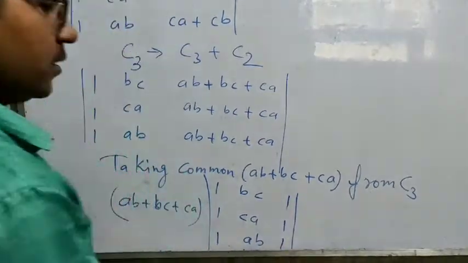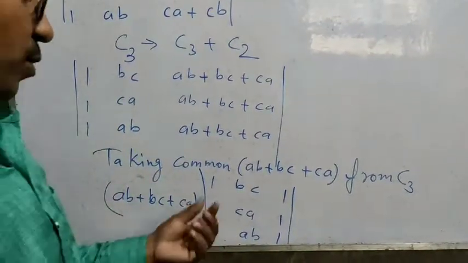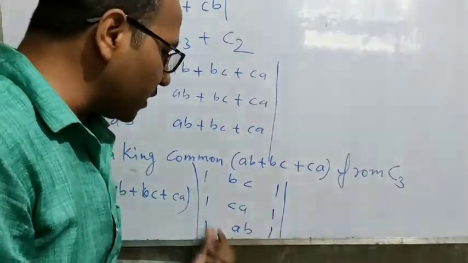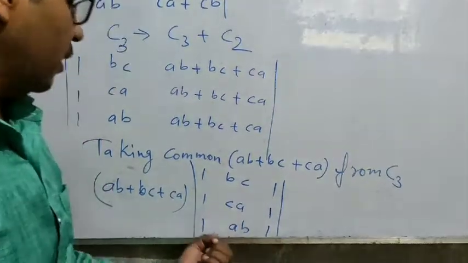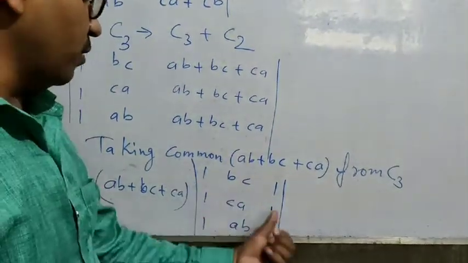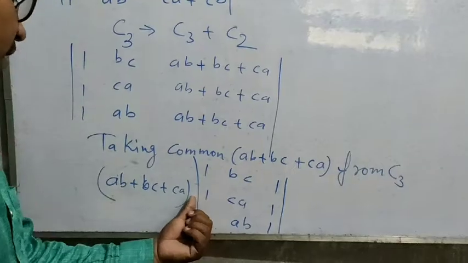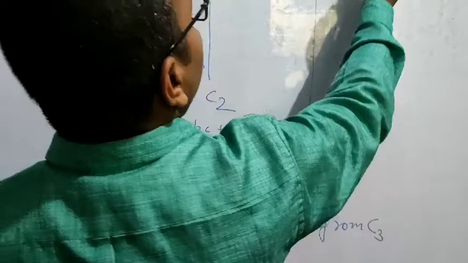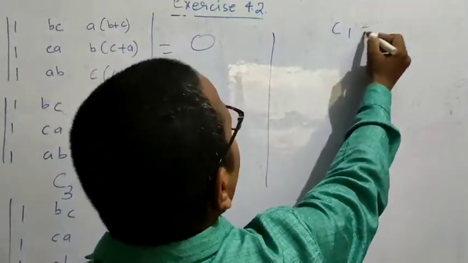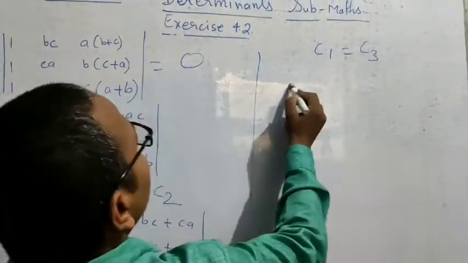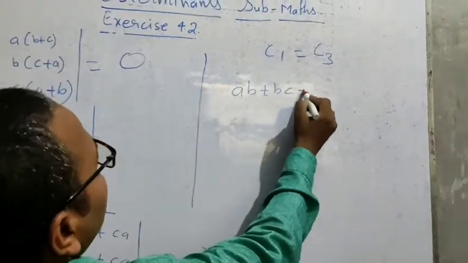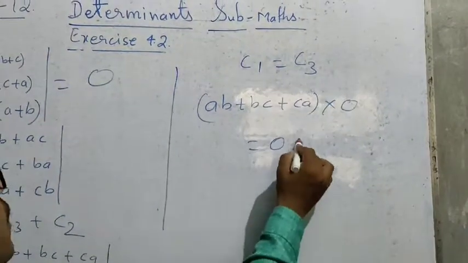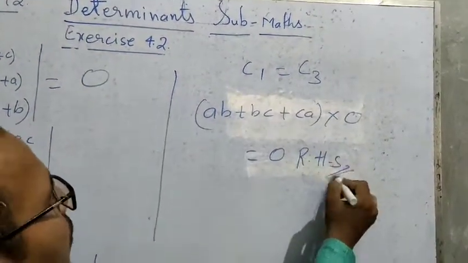So now students, we know one property, property number three. If column number first and column number third are equal, then the total determinant value will become 0 when multiplying all these elements with the 0. So the total will be 0. That means column first is equal to column third. So AB plus BC plus CA into 0. So the total, how much have we got here? 0. So this is equal to the RHS.